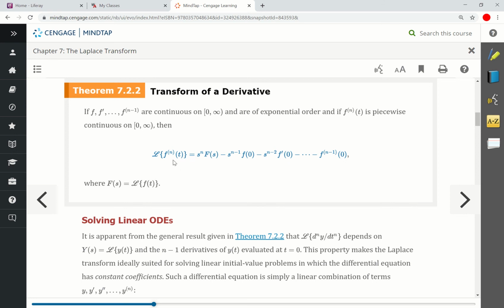Also, by the way, it's very important: how do we know that we can even take the Laplace transform? In other words, how do we know that this expression actually exists? Well, what we would need is for the original function f and its derivatives up to the n minus first to be continuous on 0 to infinity, and they would also have to be of exponential order.